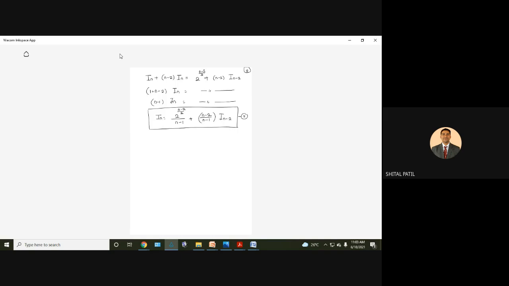So the given integral should be written as equation number 1. If it is not written, please write it. Hope you might have understood this. Now write down. Write up to this step. I'll go to the next step.